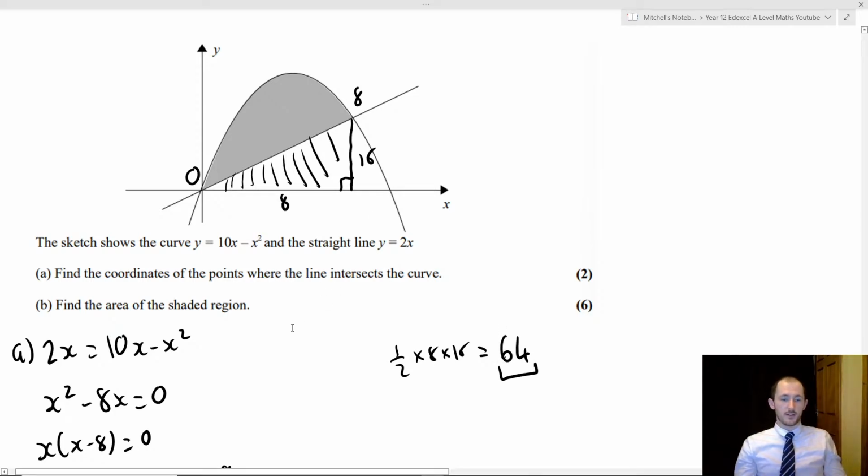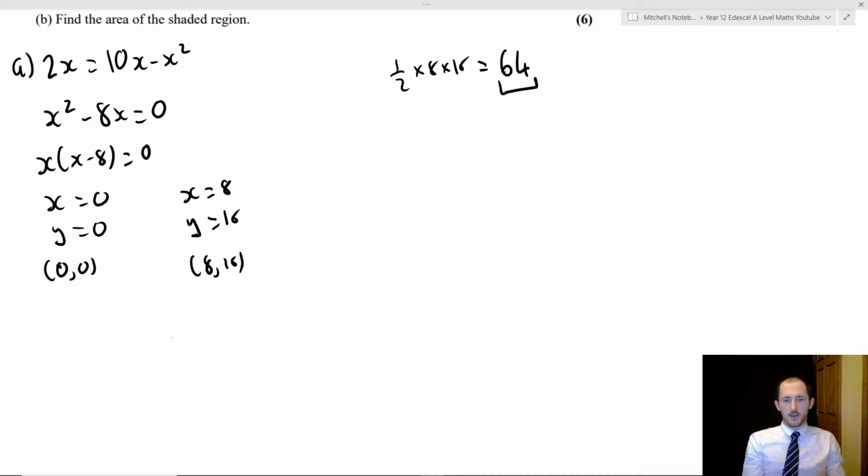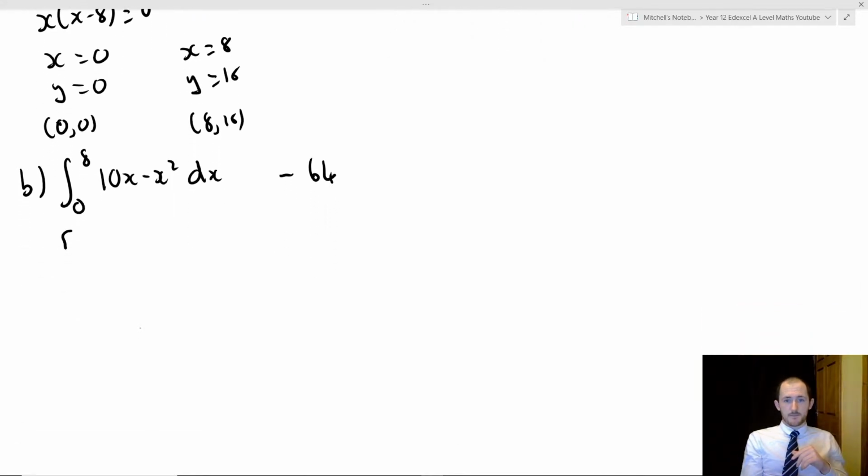from my integration. Okay? So again, this requires a bit of problem solving, a bit of logic, which is why a lot of students find it very tricky. So with part B, all we're going to be doing is integrating between 0 and 8 the expression 10x minus x squared, and then at the end we're going to subtract 64 from it. Cool. So let's get to it.